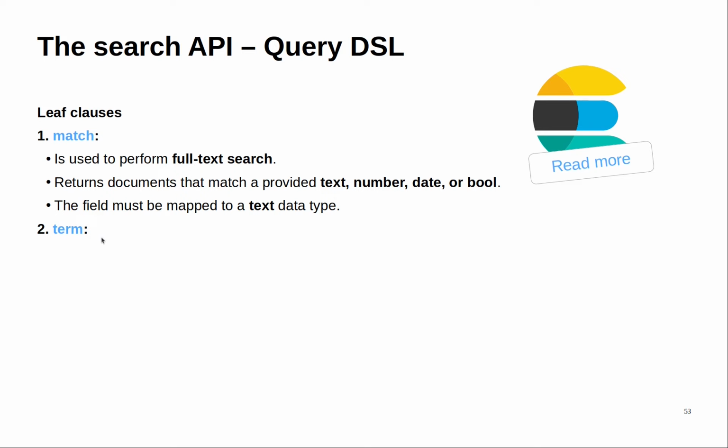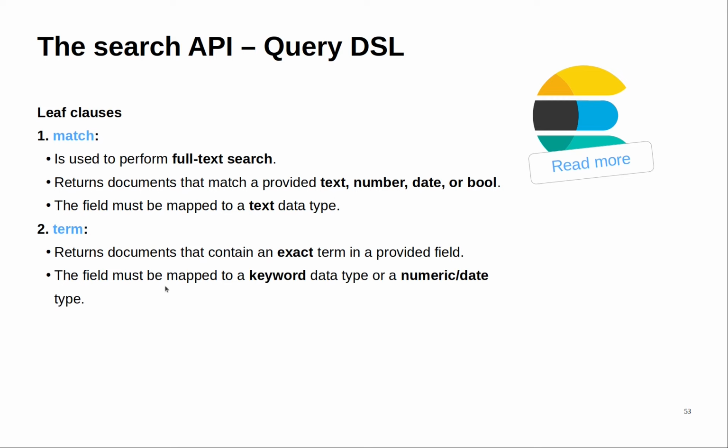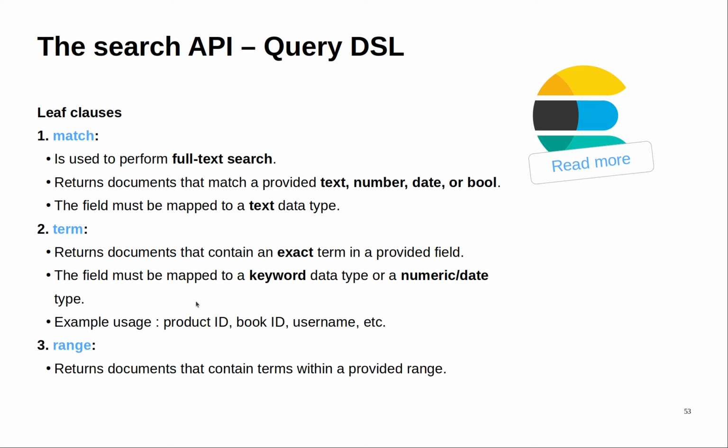The term query returns documents that match an exact term in a specified field. The field should be mapped as a keyword or to a numeric/date type. For example, you use term if you want to search for a book ID or a username or an email. These are values that are not repeating and you can consider them as keywords. Finally, we have the range query. This one returns documents where a field's value falls within a specific range.